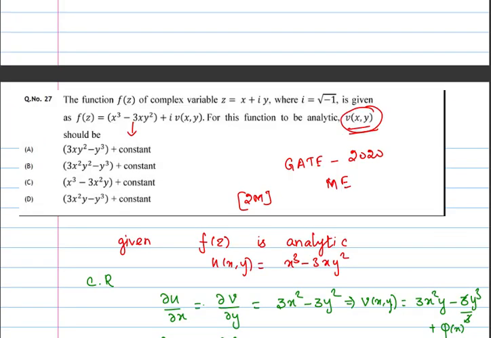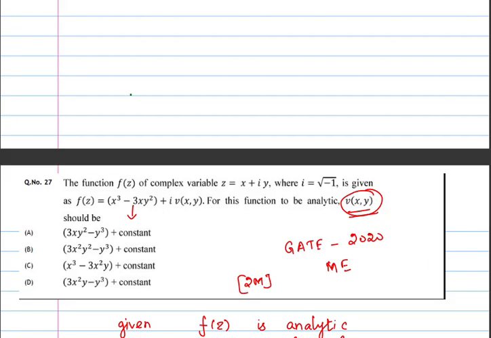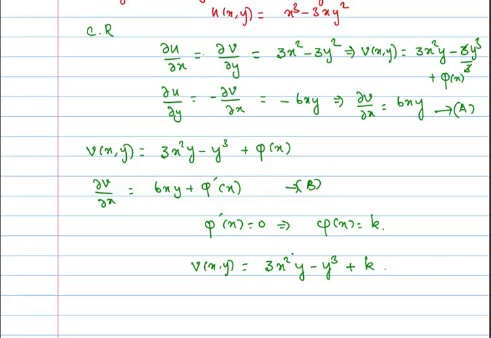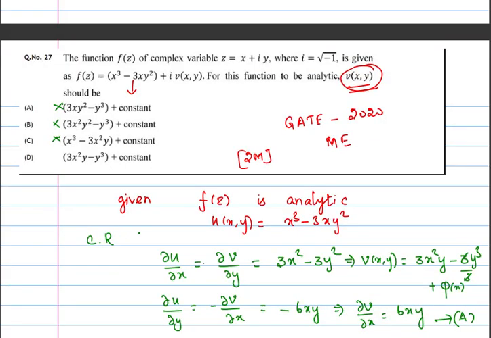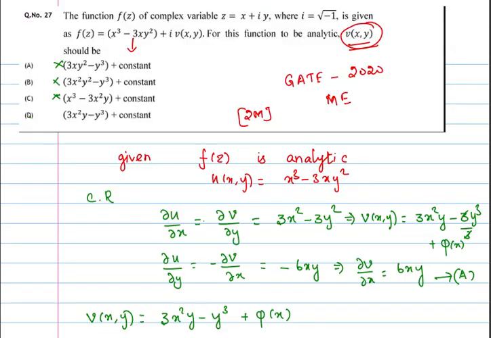So, what is the option? There is no 3x square. It is not 3x square, but we have y, not y square. So, this is also not there. This one has a positive sign, so no. So, 3x square y minus y cube plus constant. So, option D is correct.